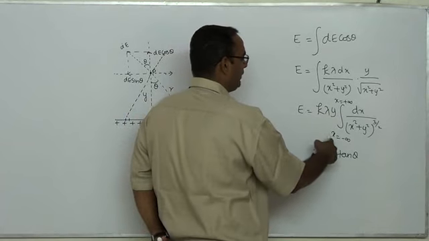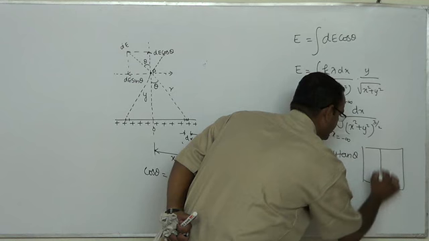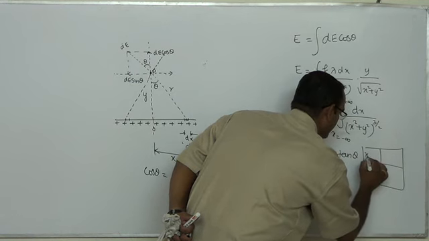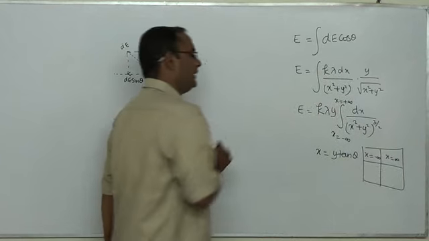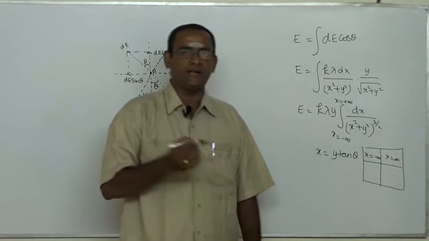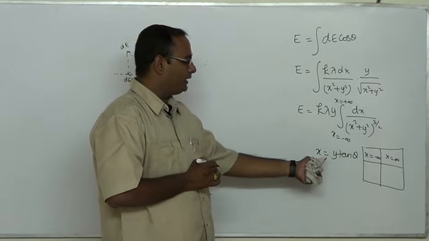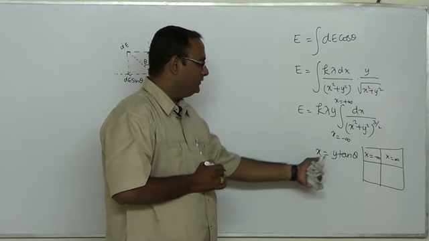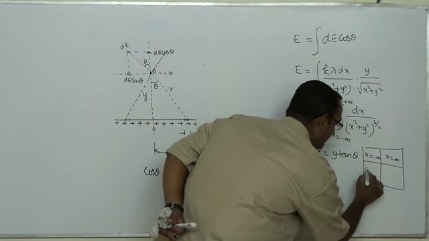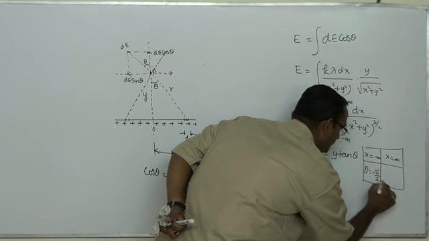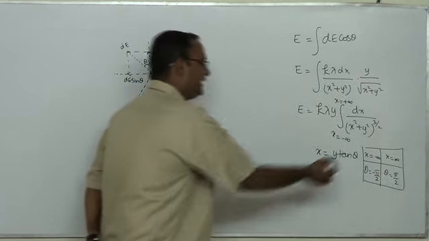Now we should know the limit of operation. When x is minus infinity, when x is plus infinity. When I say infinity, tan 90 is infinity. And therefore, when x is minus infinity, tan theta is minus infinity, nothing but directly we can say theta is minus pi by 2. And similarly here theta is equal to plus pi by 2. So we have changed the limit.